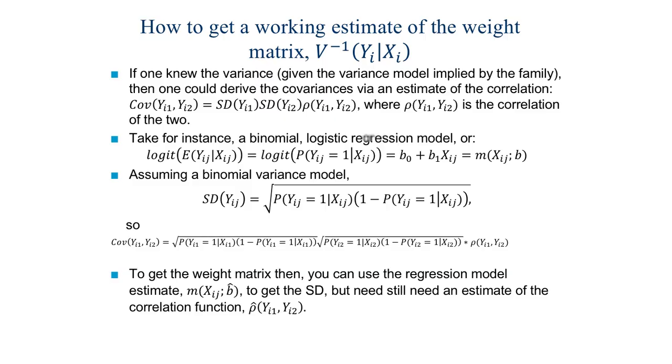So notice that the covariance between two observations on a subject, I just picked the first and the second, is equal to the standard deviation of one times the standard deviation of the other times the correlation. So the correlation is the covariance divided by the standard deviation of one times the standard deviation of the other. That's the definition of correlation, okay?